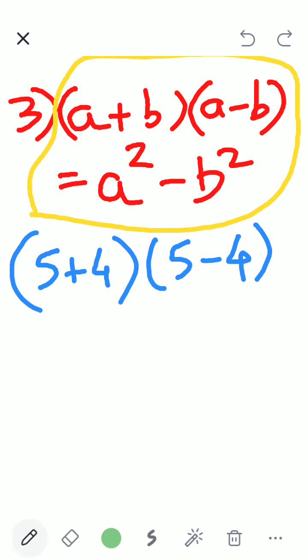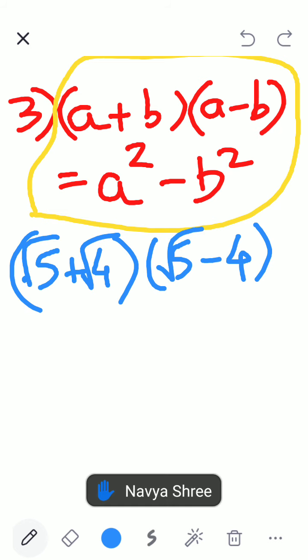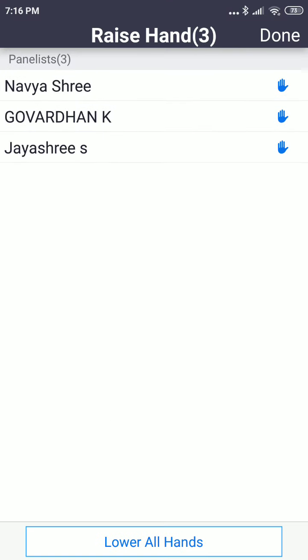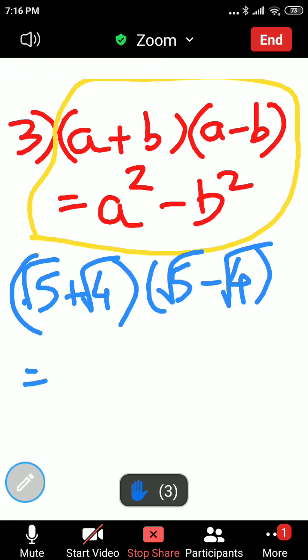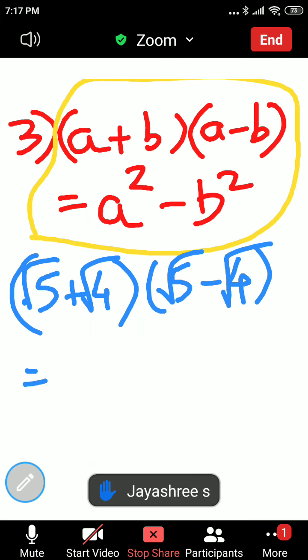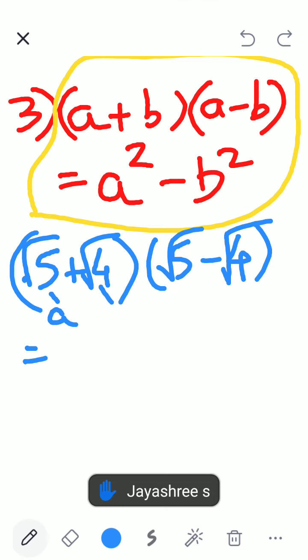So now let us do a tough one. Okay, now let me just add square root to this. Square root 5 plus square root 4, square root 5 minus square root 4. Now children, somebody who can answer? Somebody else. Yes, Jayashree. Tell me. Root 5. Very good. And root 4 is B. Very good. So then the whole square, right?